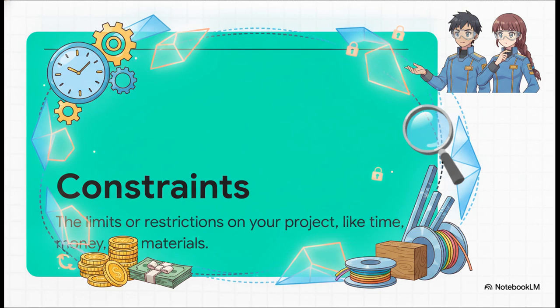They are the limits or the rules of the game that you have to stay inside. Imagine trying to buy a new school bag. Your constraints might be a strict budget, or maybe needing it to be completely waterproof. In technology, our rules are usually limited time, budget, and materials. They're the things you literally cannot change.